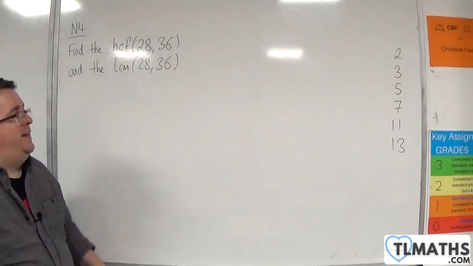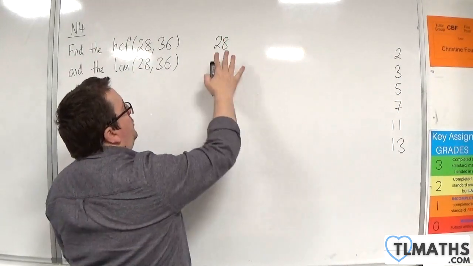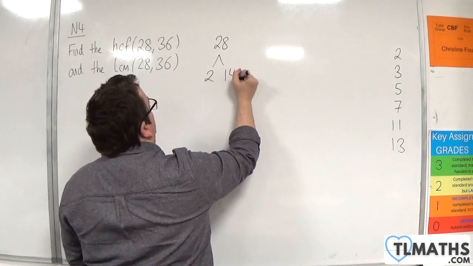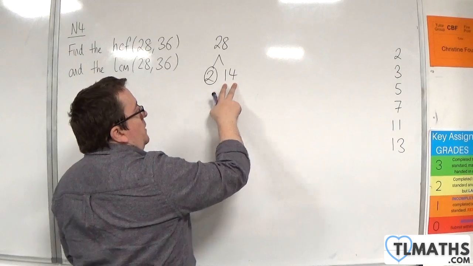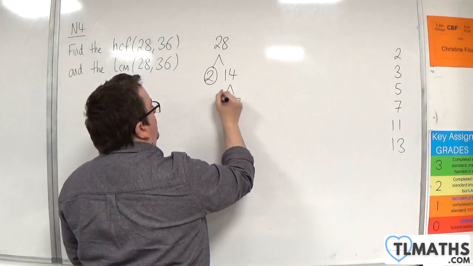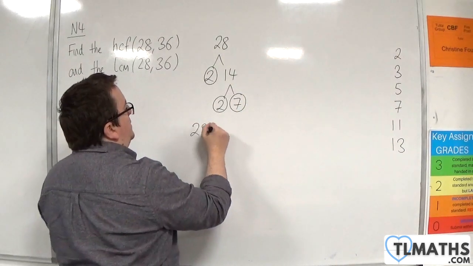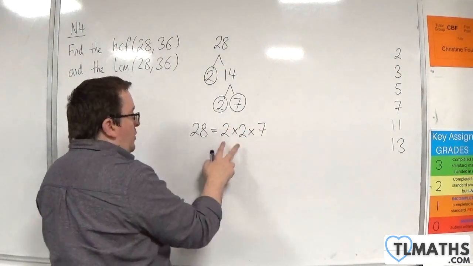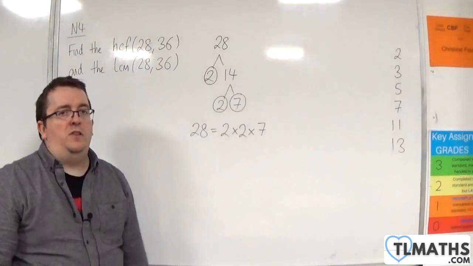Right, let's start with 28. Now, does 2 go into 28? Yes. 2 goes into 28 14 times. 2 is prime, 14 is not. Does 2 go into 14? Yes, it goes in 7 times. 2 is prime and 7 is prime. So I can write 28 as 2 times 2 times 7. Now I could write that as 2 squared times 7. I'm just going to leave it like that for the moment.